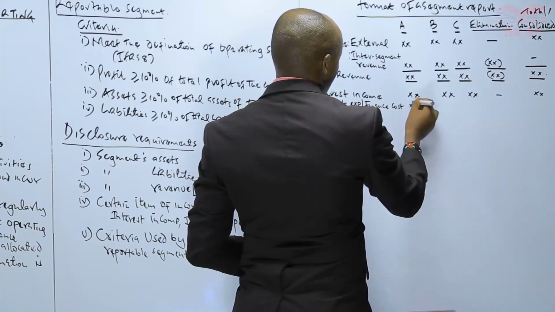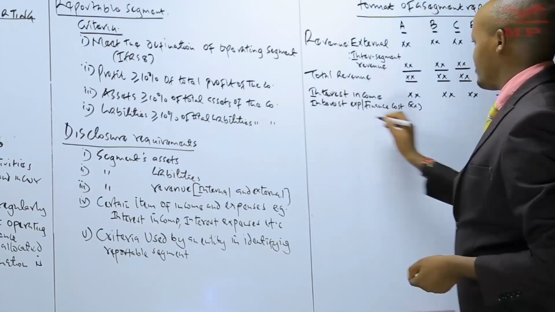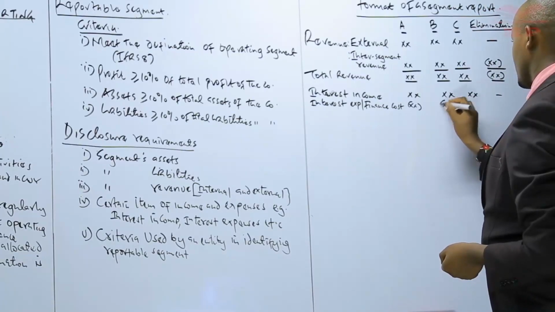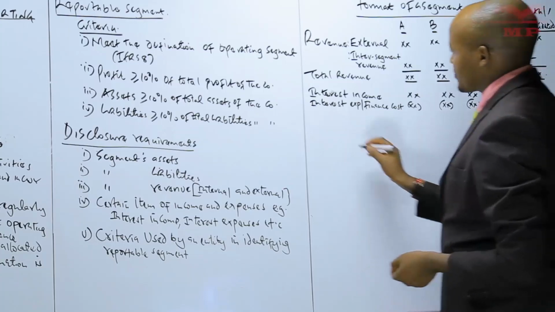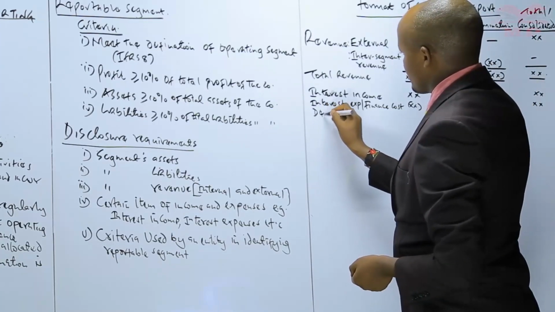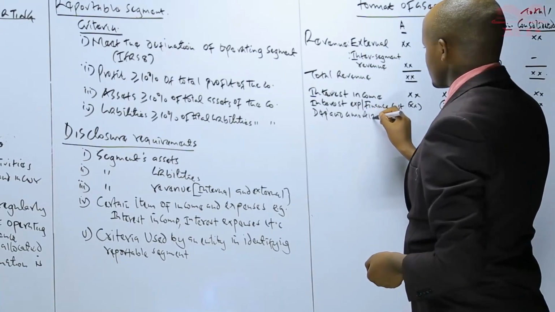So finance cost or interest expense, this is an expense, and being an expense, we show it here as a negative because it's a cost. That is a cost there, and still we get the total there. Also, we record information about depreciation and amortization.